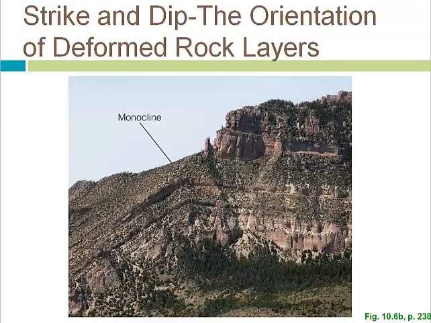So we get different formations depending on what's going on. In this case, we have strike and dip, and this is the orientation of the deformed rocks. So here we have a monocline. Let me get a pen. We have a monocline, which means it has one side to this deformation, and you see a principle right here. It's called the principle of horizontality, which means that all rocks are originally laid down horizontally, or in this case, almost horizontally.